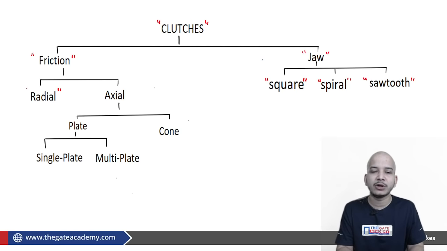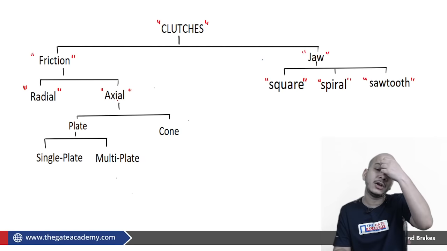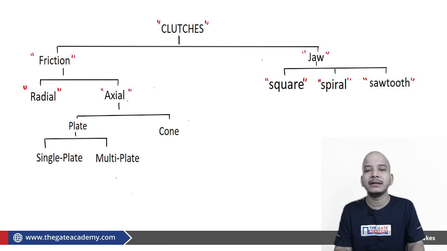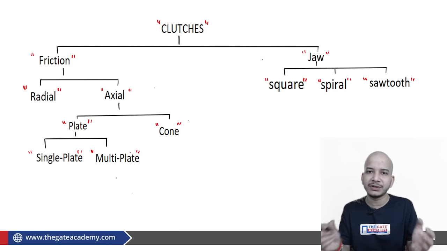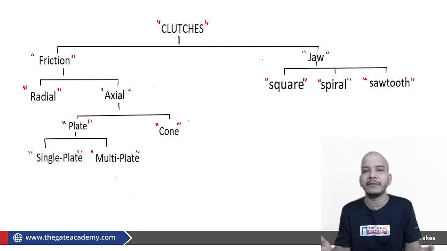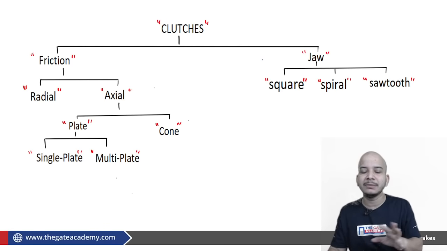Here there is a possibility of torque transmission either with the help of radial or axial. As far as axial clutches are concerned, it could be a plate clutch or a cone clutch depending upon the amount of torque you want to transfer. As far as plate is concerned, single plate or multi plate, once again depending upon the dimensions, the radial space available to you, or the amount of torque you need to transmit, there are some classifications.